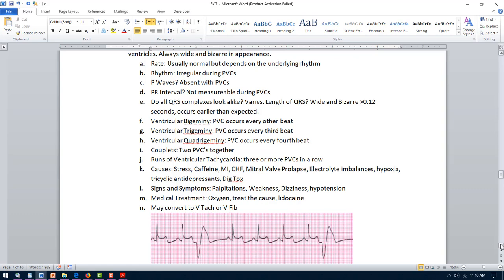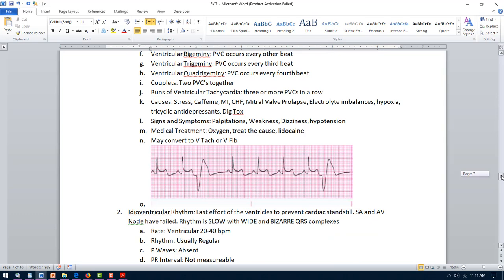Causes for these may be stress, caffeine, heart attack, dig toxicity throws PVCs, and sometimes people just throw PVCs as a chronic thing. The worrisome thing about this is that it can actually convert to VTAC or VFib, so it does need to be watched close.